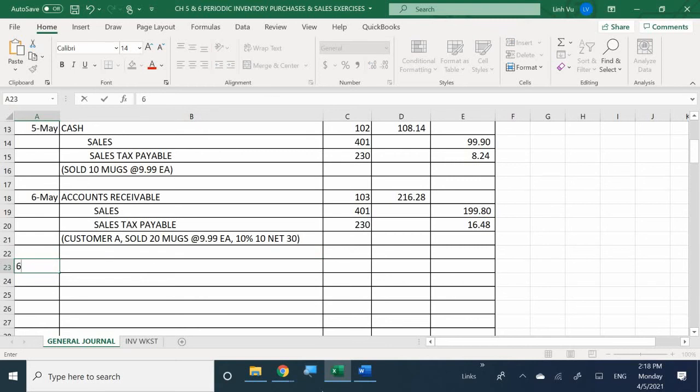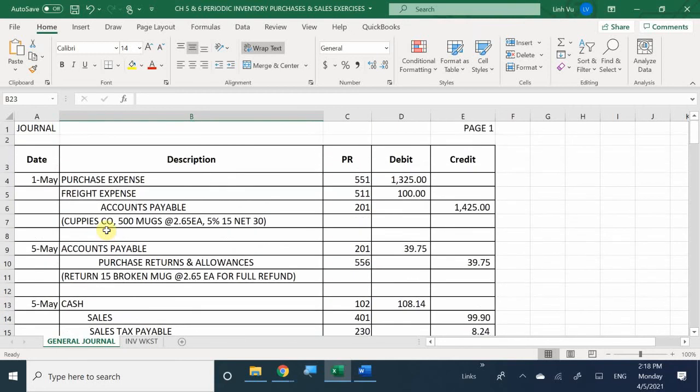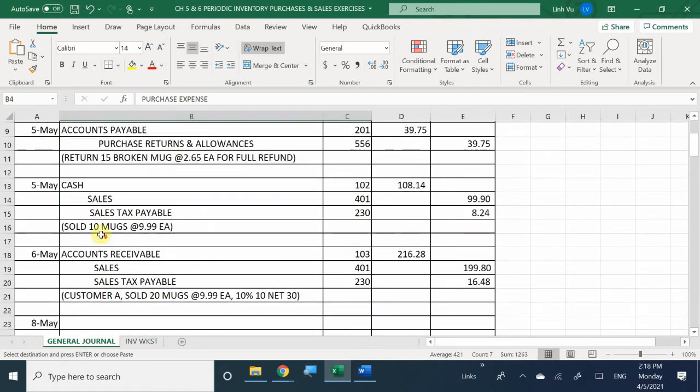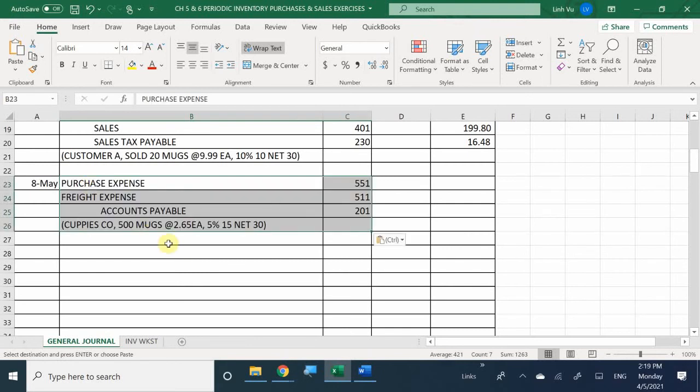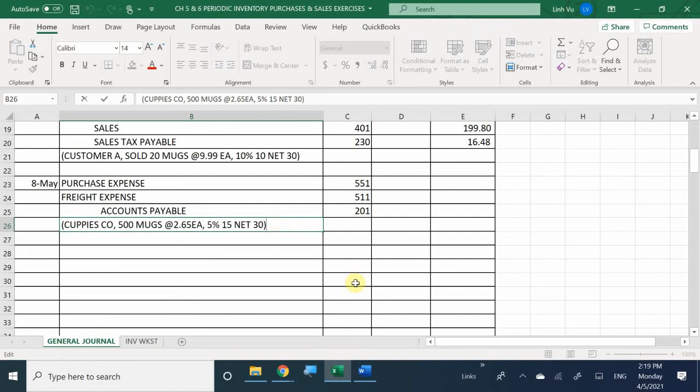So in this case, it is now May 8th. What am I going to recognize? Purchase expense. Okay, good. Freight expense. Right. So it'll be like the top 551 for purchase, 511 for freight, and then accounts payable at 201. Perfect. I just went ahead and copied the information from above.